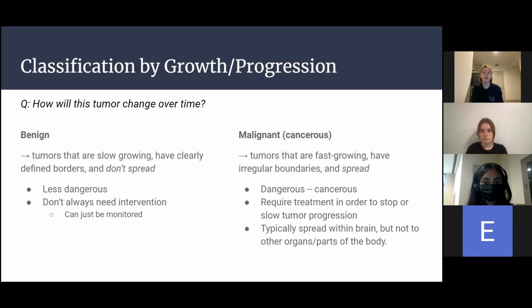Brain tumors only spread within your brain. They don't really go outside of your brain. Other types of cancers can spread all over your body. One thing I want to point out is that malignant tumors are by definition a type of cancer. So next, we're going to go over a couple of definitions so that you can better understand this type of classification.